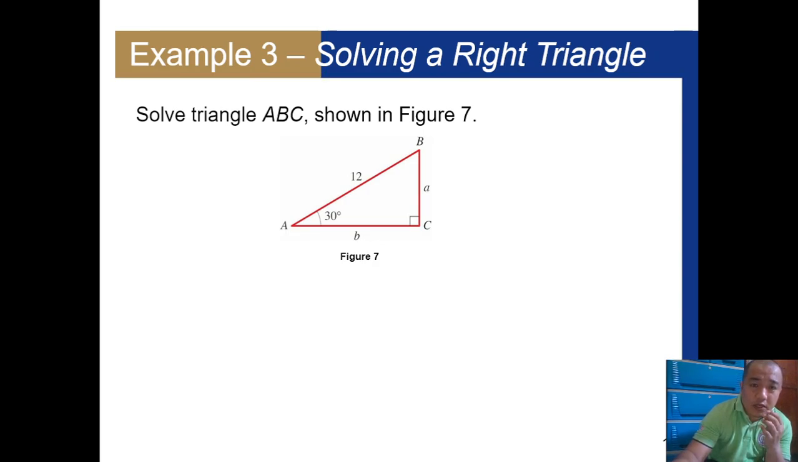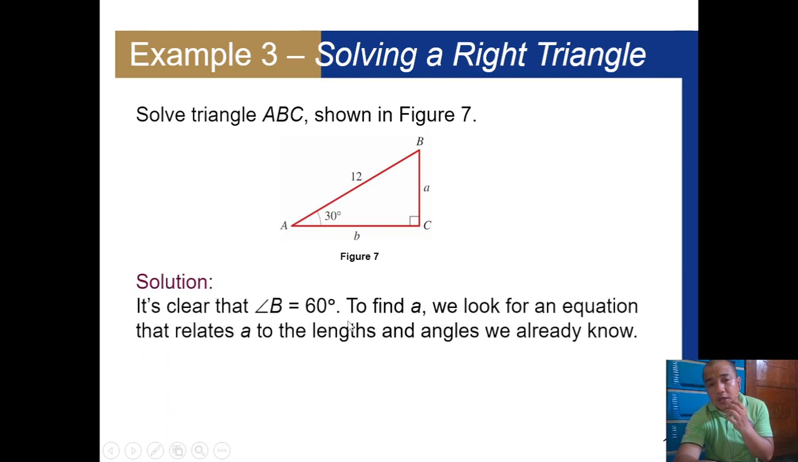Okay, we have here triangle ABC. Angle A is 30 degrees and the hypotenuse is 12. Find side a, side b, and angle B. No need to find angle C because it's already solved. It's a right angle, 90 degrees. So how do we solve for side a and side b first? And how do we solve for angle B?